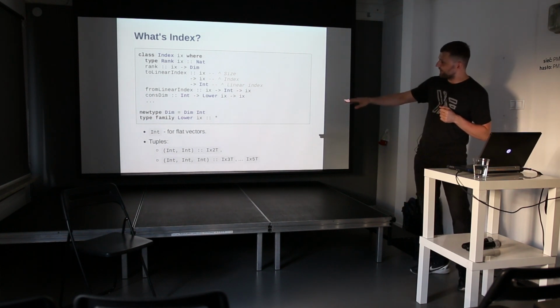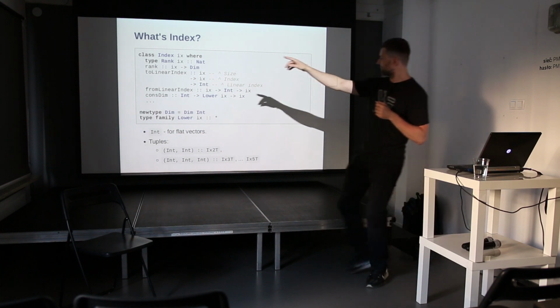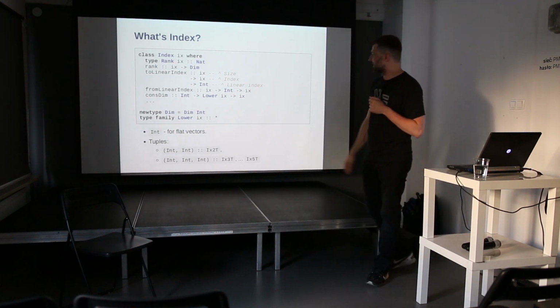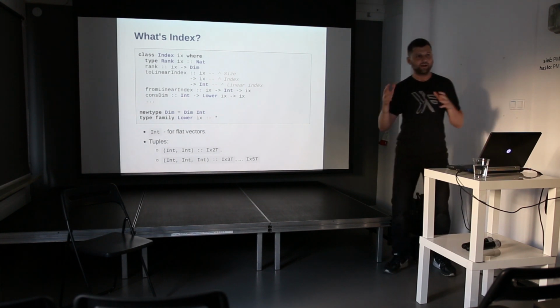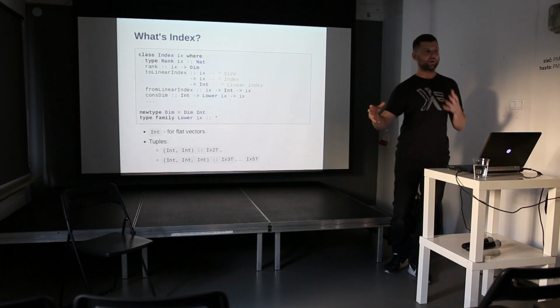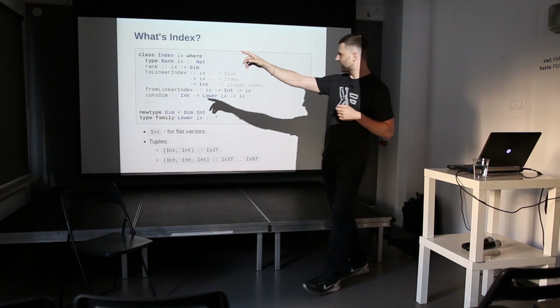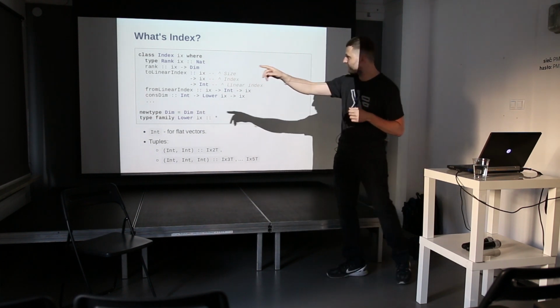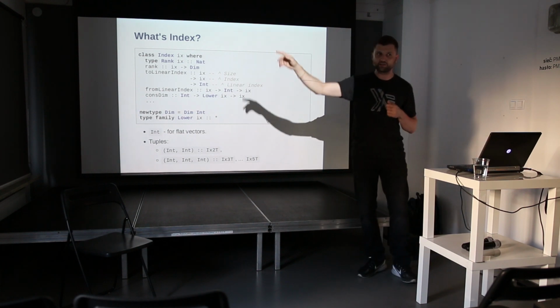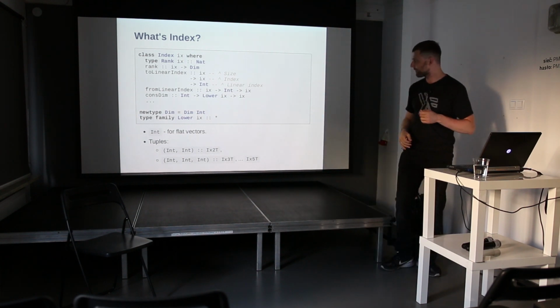There is also a type family, Lower, I guess I could show it like that, that allows us to describe a dimension of an index that is lower than the one we're talking about. Like here, we have a cons, which takes an int and an index of lower dimension, and it will give you an index of this dimension that we're interested in.